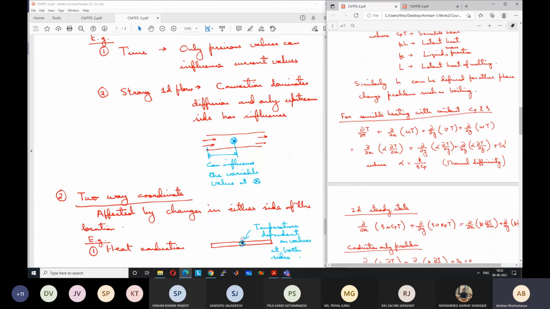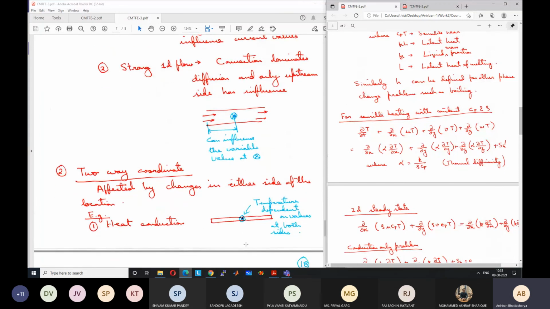So the point can get influenced by values in both directions, and the point itself can influence the values in both directions. This type of problem is known as a two-way coordinate problem: a temperature dependent on values on both sides. A flow problem can also become two-way if the flow is not strong. So the ink drop, I was saying I dropped a drop of ink, but the flow is very slow.